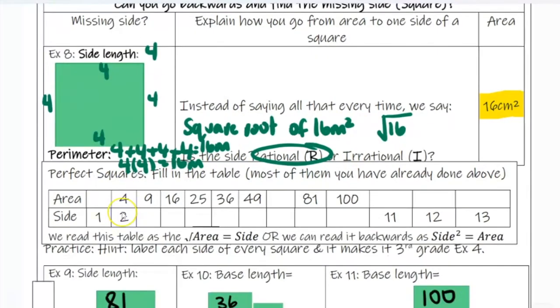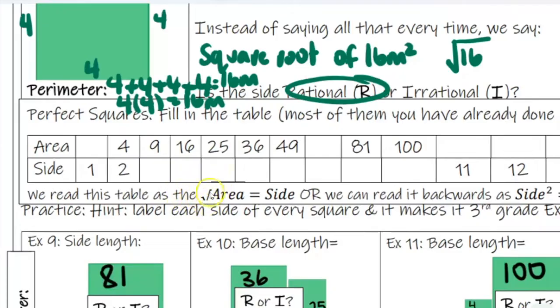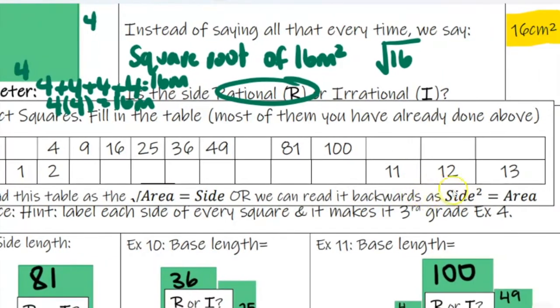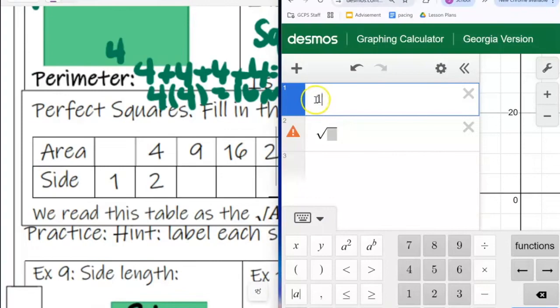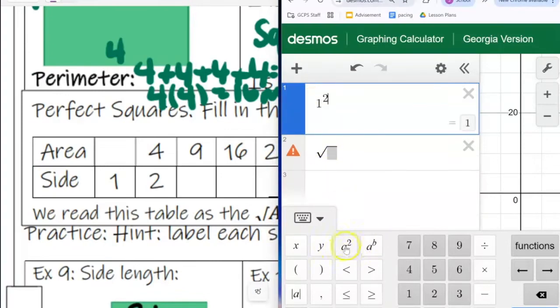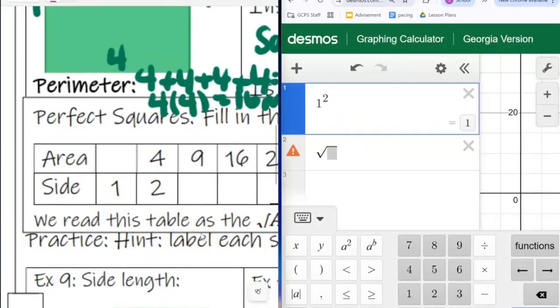All right. So let's talk about perfect squares. We read this table as the square root of the area is the side. So if I want the side, I take the square root of the area, I'm going to get the side. Or we can read it backwards and say the side squared is equal to the area. So if I'm given a side and I want to find the area, the side squared will give me the area. Side squared would be 1 squared. And to get the squared, you're going to do shift 6, and then squared, or you can hit this one or this one, whichever one. So 1 squared, which means 1 times 1, is equal to 1.